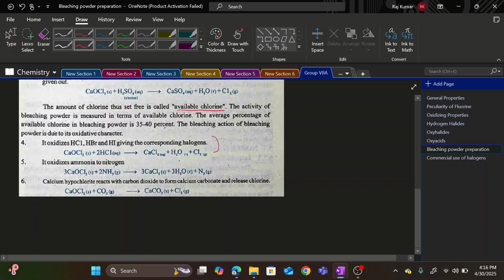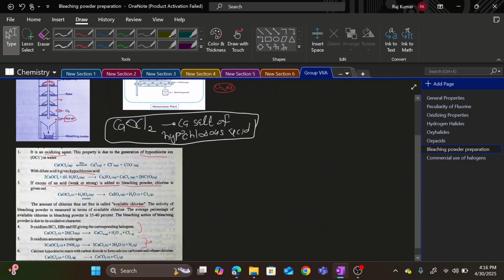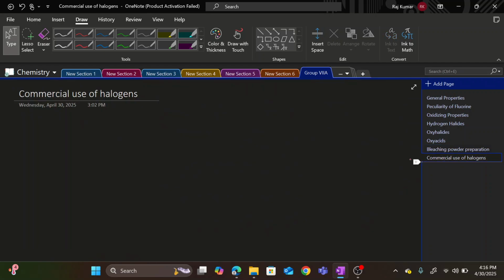It can oxidize hydrogen chloride, hydrogen bromide, hydrogen iodide to their halogens. It can oxidize ammonia to nitrogen, and it can even react with carbon dioxide to produce calcium carbonate. So these are certain reactions which were important. Now let's just understand a few commercial uses of halogens. Halogens have been pretty useful.